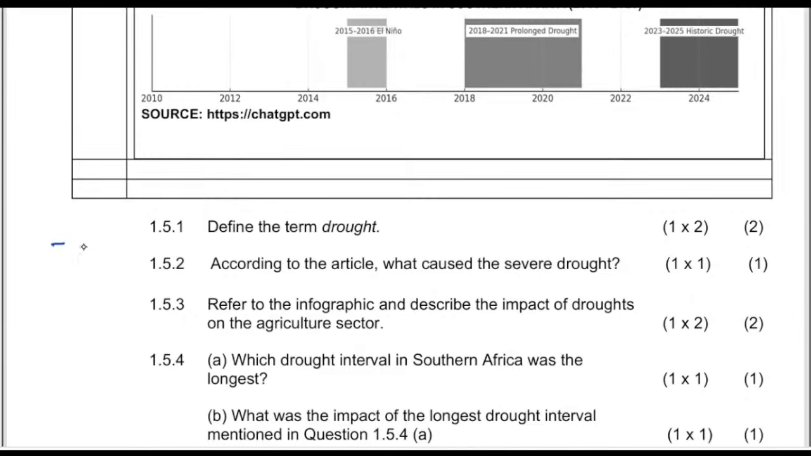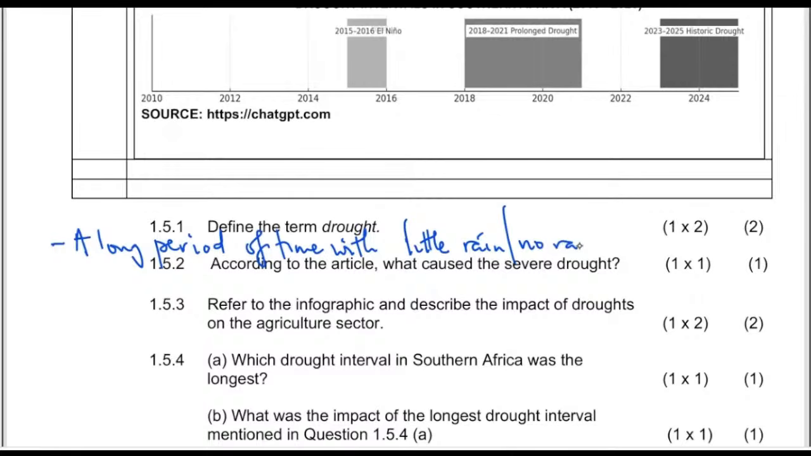So I can define drought as a long period of time with little rainfall, or in some instances, no rain, or also in some instances, below average. That is a drought situation. So when you're having a long period of time when there's very little rain, or no rain at all, or when you're having rainfall which is below the expected average, that is a drought situation.